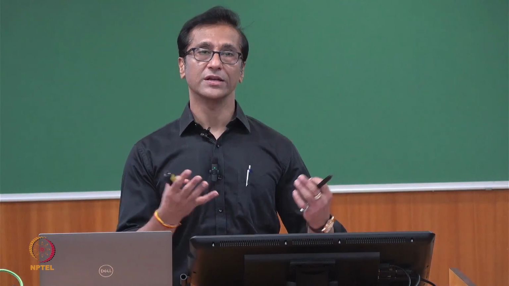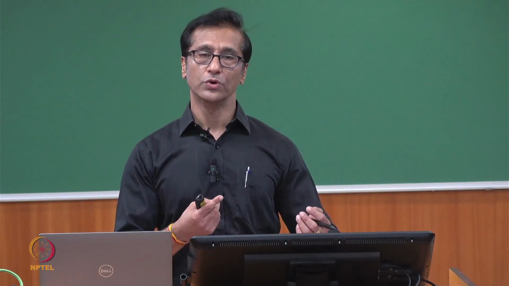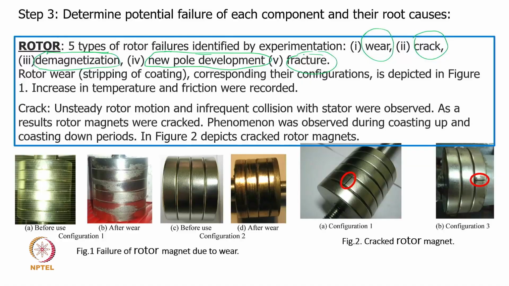Whenever there is some sort of crack or subsurface crack, what will happen? A number of poles will get formed, and wherever there is a crack inside or over the surface, suddenly the magnetic field will increase significantly. Because of the change in the magnetic field, instead of one north and one south pole, there will be many south poles and many north poles, and that is really worrisome, particularly in a permanent magnetic bearing. And the last one is fracture. So, the 5 categories are wear, cracking, demagnetization, new pole development and fracture.